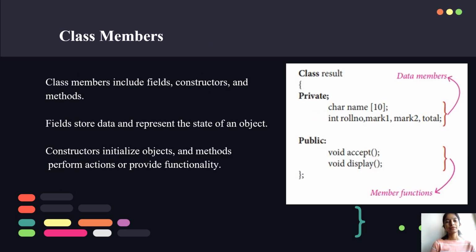Class members. Class members include fields, constructors, and methods. Fields store data and represent the state of an object. Constructors initialize the objects, and methods perform actions or provide functionalities.